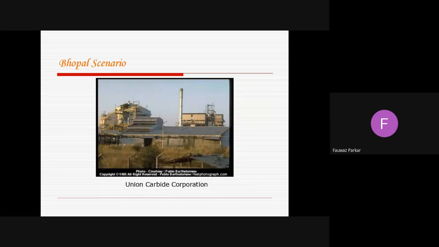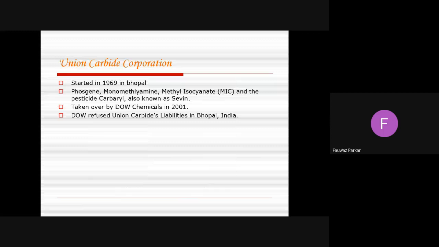So Union Carbide Corporation was a chemical industry. From outside, it just looked like a normal chemical industry. But what happened? It was started in 1969 in Bhopal. It was using particular gases, phosgene, monomethylamine, methyl isocyanate, MIC, which was leaked, and the pesticide carbaryl, also known as Sevin, for its various processes.